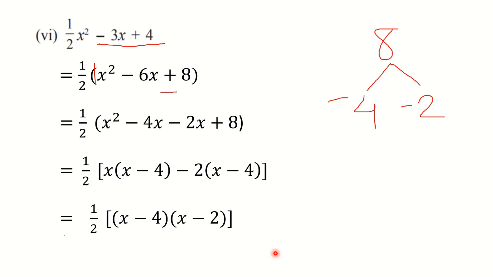As I told, if somebody can take out half as common, then you can go for half into 4 as 2, and the middle term will be split as minus 2 minus 1. That is a different method. But to make it easier, the half is taken out common, so that the remaining part is very easy.